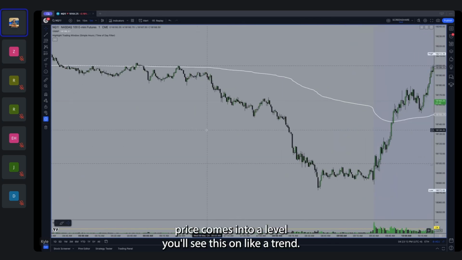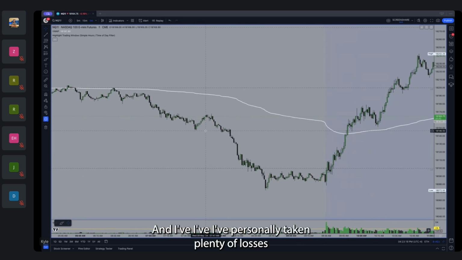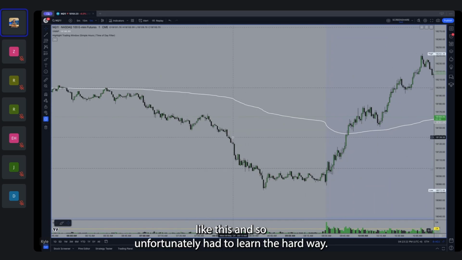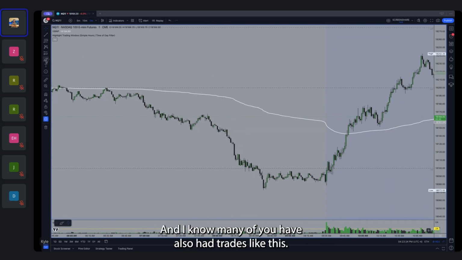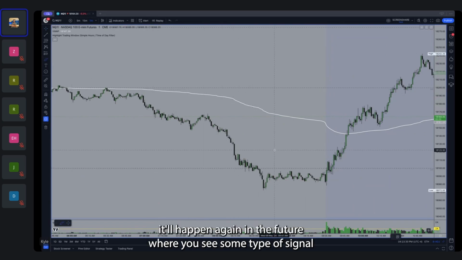Price comes into a level. You'll see this on a trend day, and I've personally taken plenty of losses like this, and unfortunately I had to learn the hard way. And I know many of you have also had trades like this. It's worth repeating, because if we don't understand this, it'll happen again in the future.